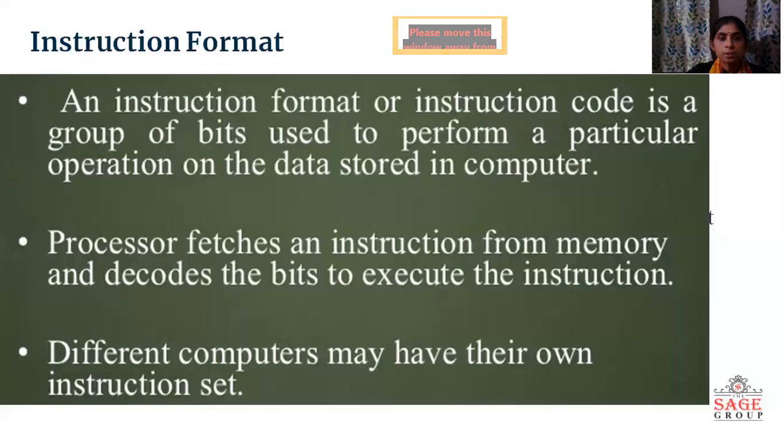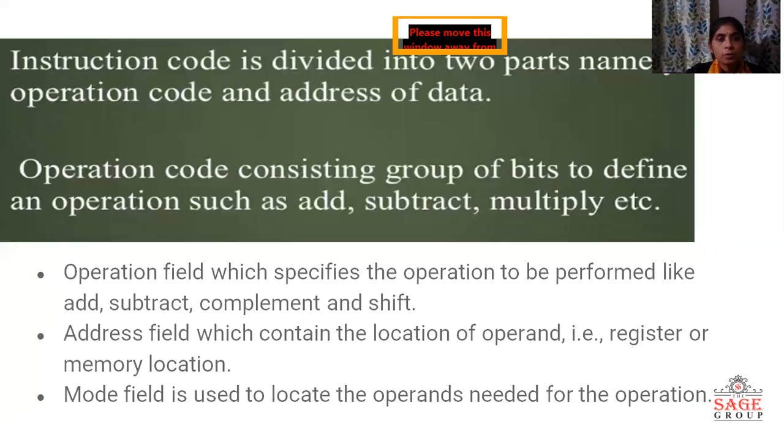As we have discussed in my earlier video, what is an instruction format? Another name for instruction format is instruction code, and it is a group of bits used to perform a particular operation on the data stored in the register. It follows the instruction cycle. As we have discussed earlier, there are three fields: operation field, address field, and mode field.